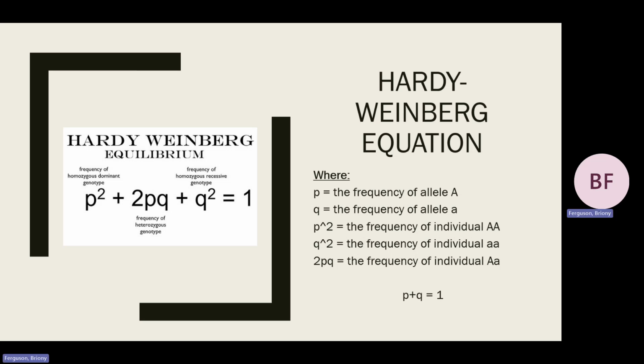Now, there are actually two equations within the Hardy-Weinberg equilibrium. So there is p squared plus 2pq plus q squared equals 1, and there is also p plus q equals 1. Now, p is the frequency of allele A, the dominant allele. Q is the frequency of allele a, the recessive allele. P squared is the frequency of the homozygous dominant individual. Q squared is the frequency of the homozygous recessive individual. And 2pq is the frequency of the heterozygous individual.